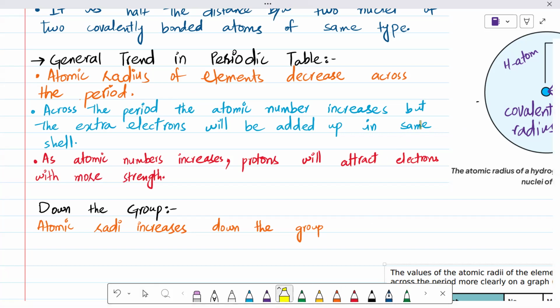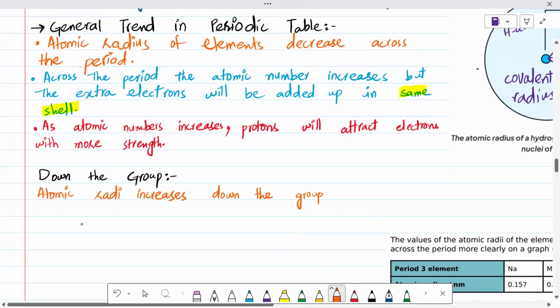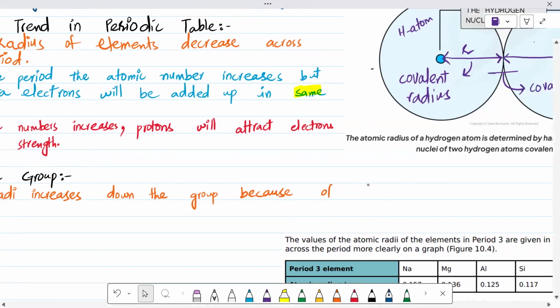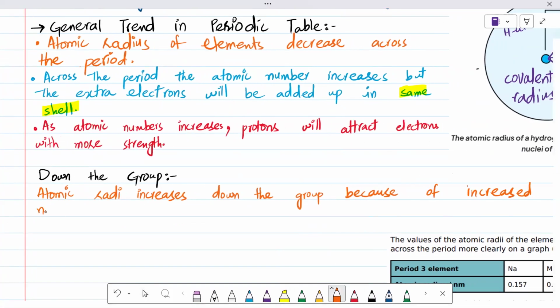But when we talk about the groups, you have more shells. Shell number increases. Atomic radius increases down the group because of the increased number of shells. Clear?